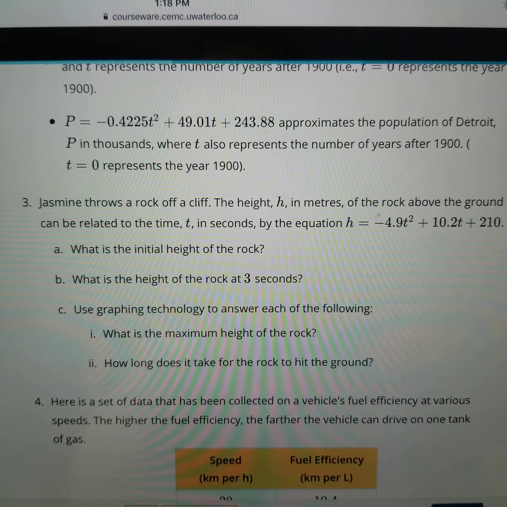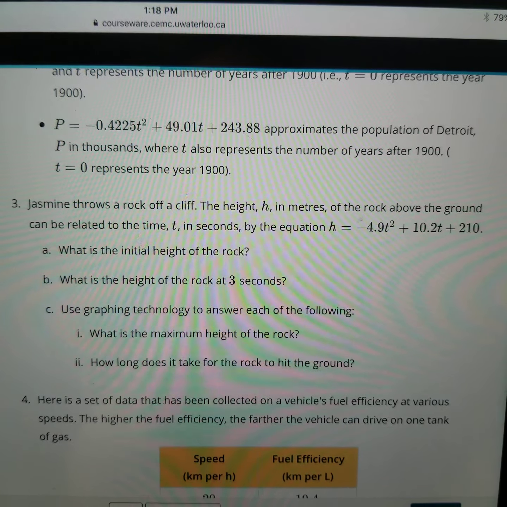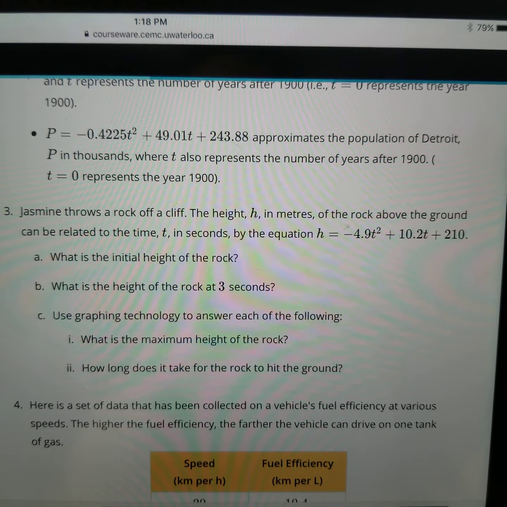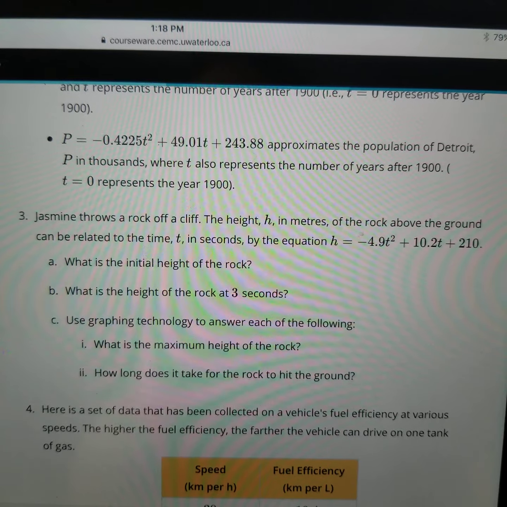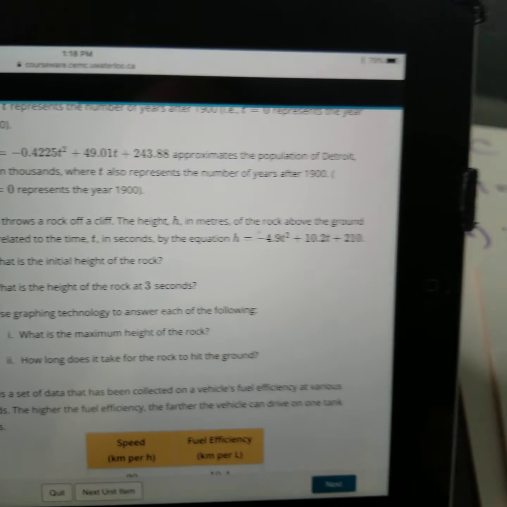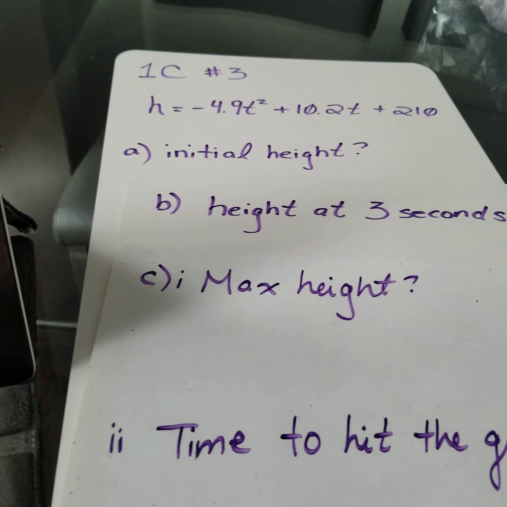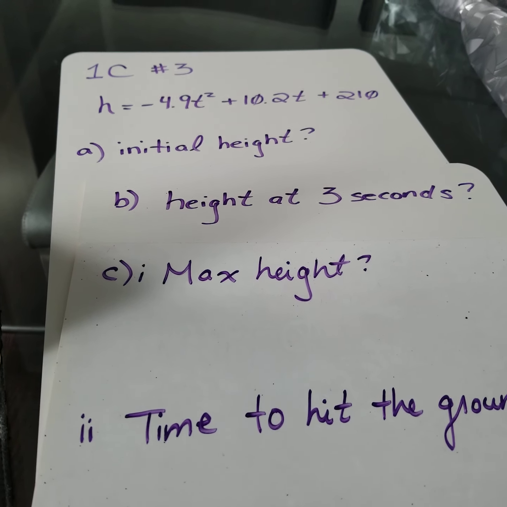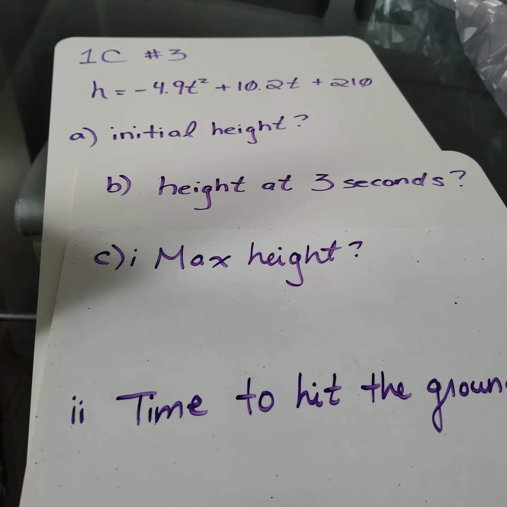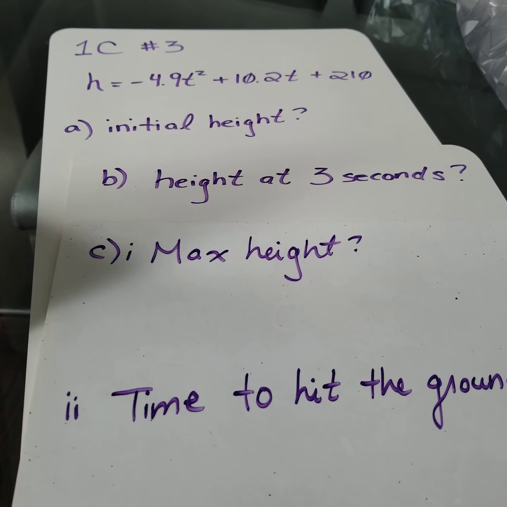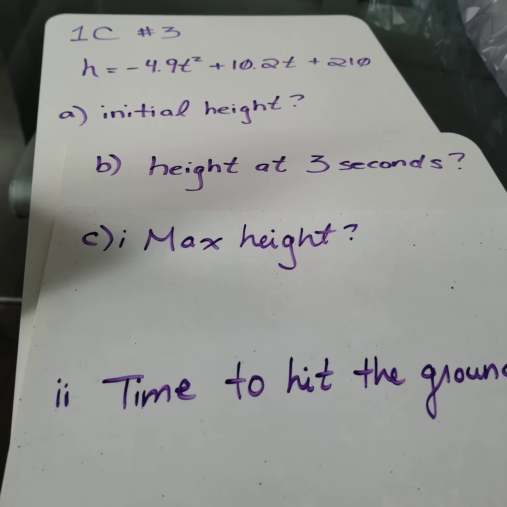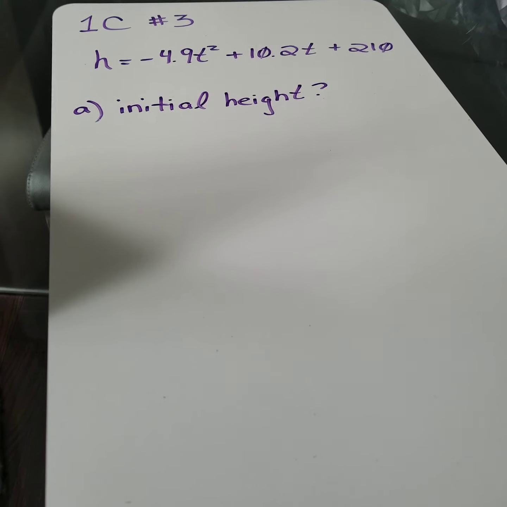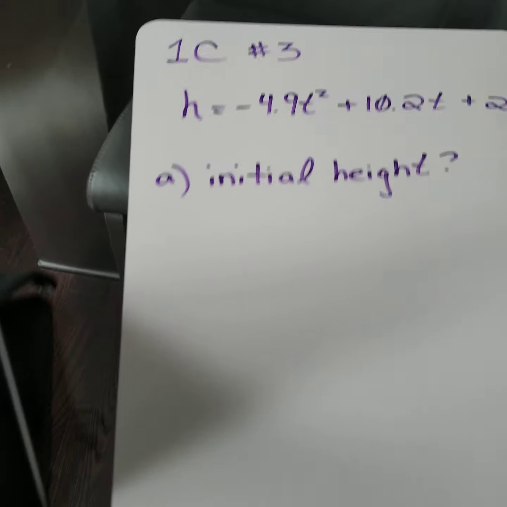It says that this girl throws a rock off of a cliff. You have this expression that describes the height with respect to time, and then they have all of those follow-up questions. So I have them here on the board. I'm gonna do A and B algebraically, and then for part C, they want us to use a graphing calculator to just check the work, and then I'll go through the concept with respect to that. So let's start off with the first one. I'll just get set up.